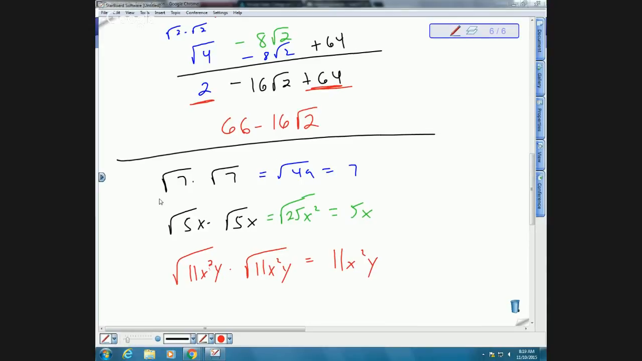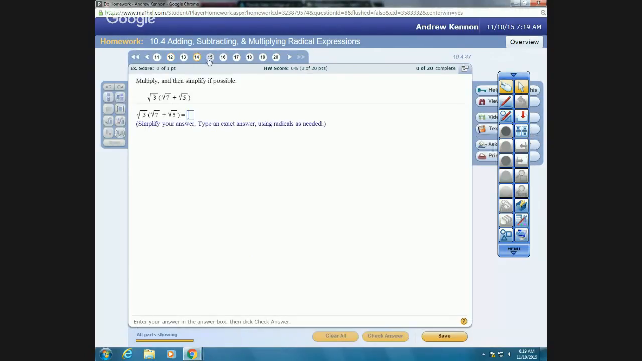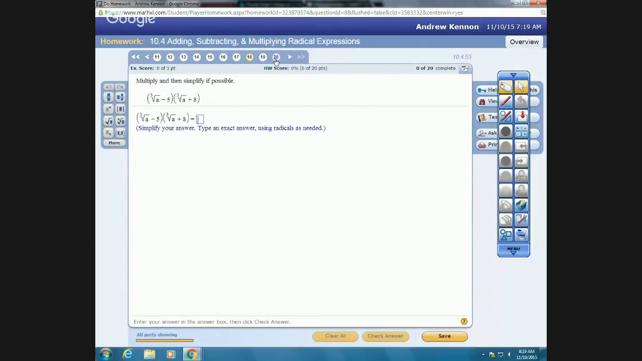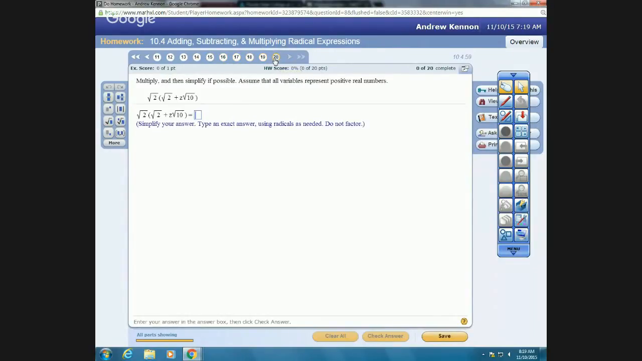Let's see if there's any other multiplication ones. Let's do this. No, not that one. This one.